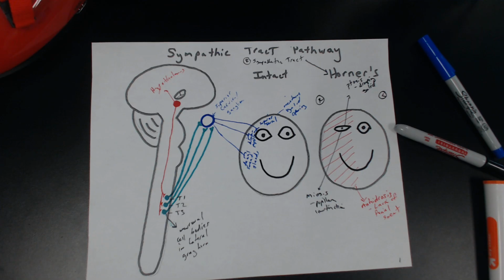Three different things you need to remember: miosis, ptosis, and anhidrosis. Those are the three things that are involved in Horner syndrome. Lots of different ways it can present, but it is something that is outside of our scope of practice and needs to be referred. Questions about Horner syndrome?